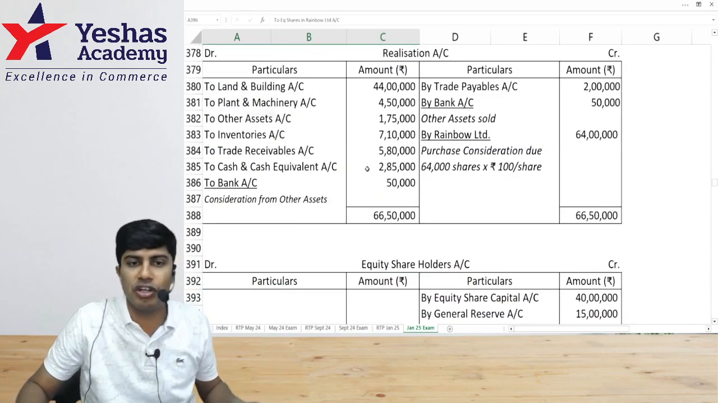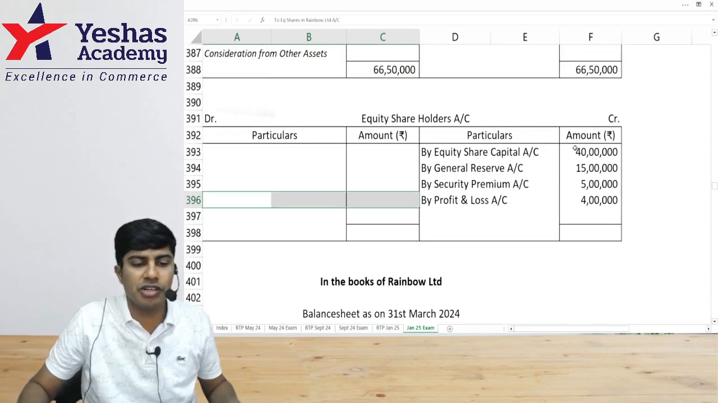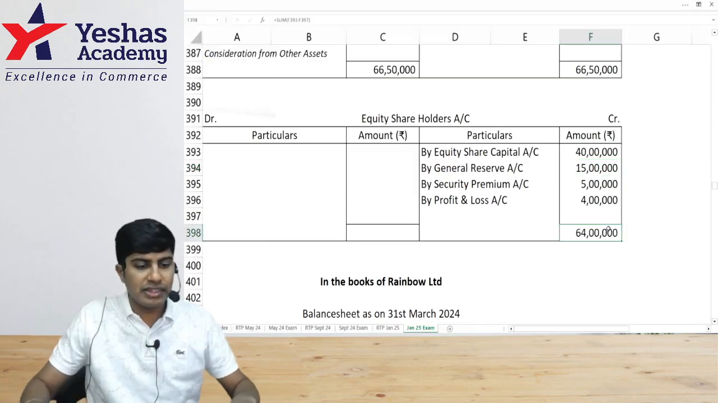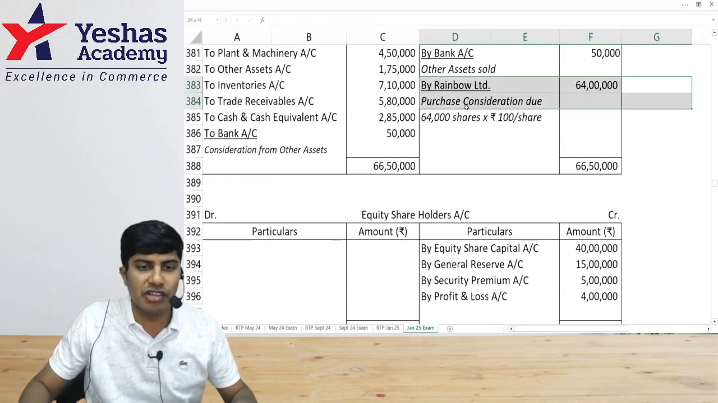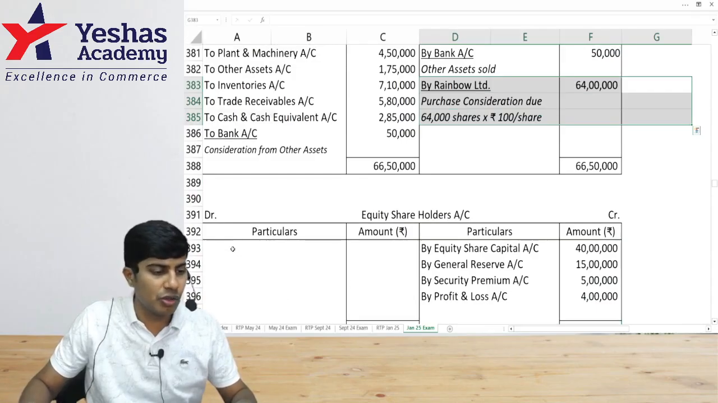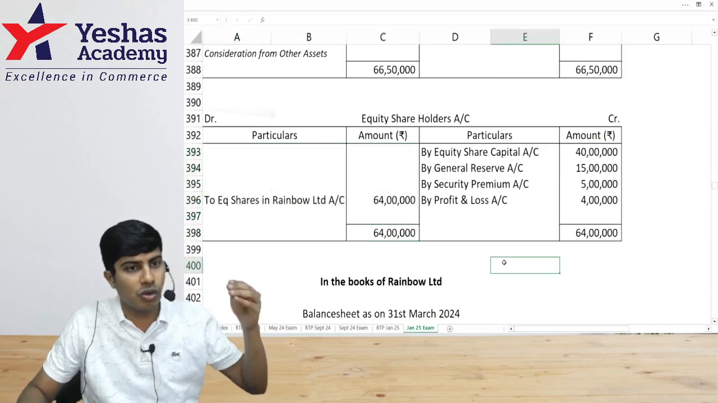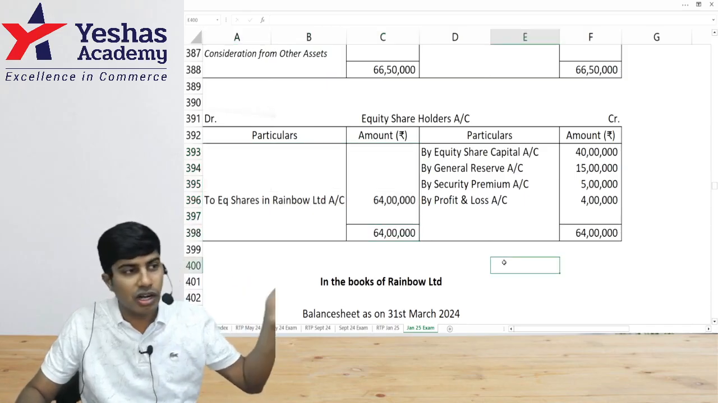So realization profit or loss is not there. How much is the money that we should pay to equity shareholders? 40 plus 15, 55. 55 plus 9, 64. That is the exact value of equity shares that we got from Rainbow Limited. Give it to your equity shareholders. We are done with this problem when it comes to accounting in the books of transferor.